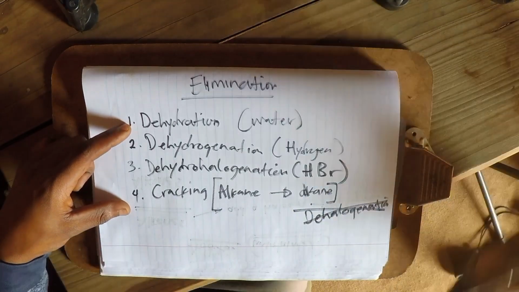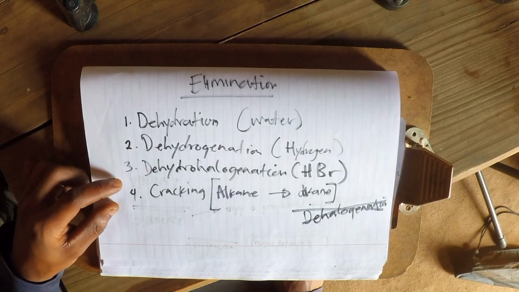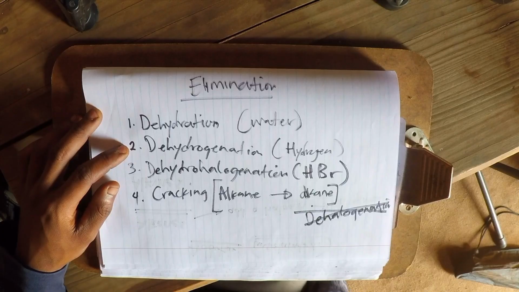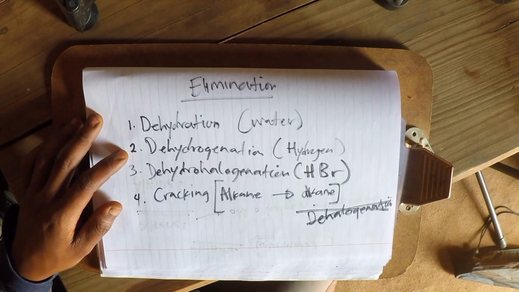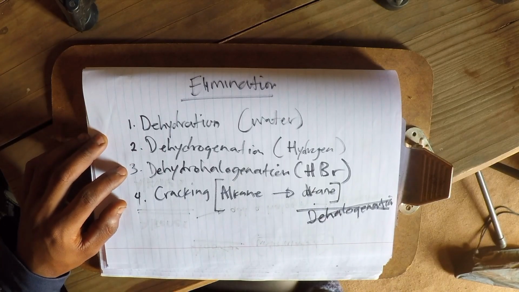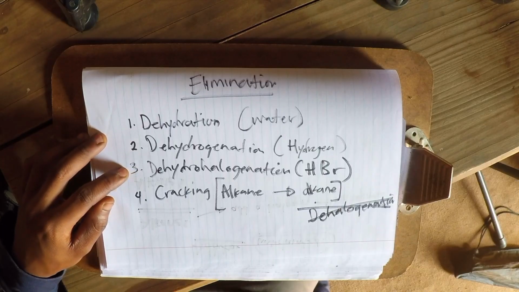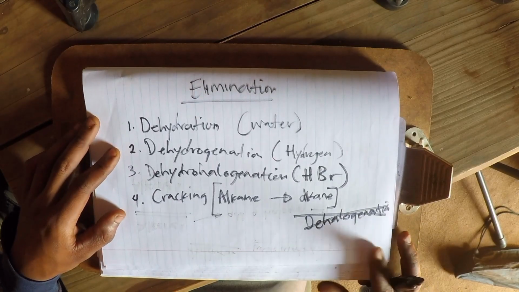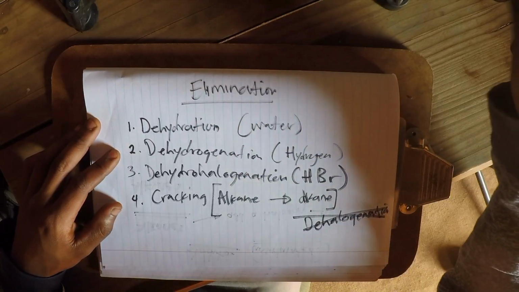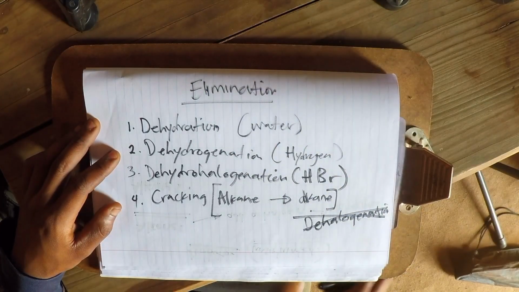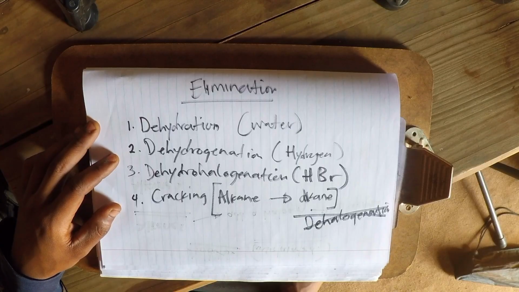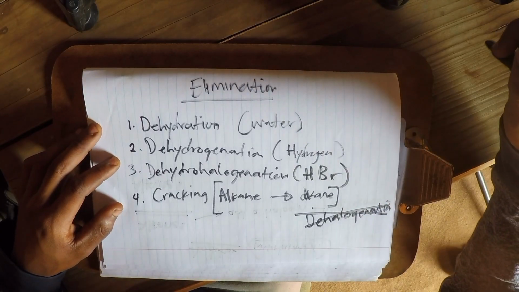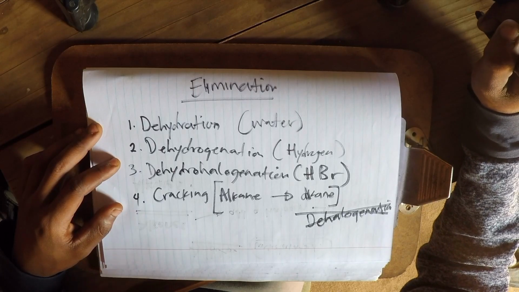So dehydration is the reverse of hydration. Dehydrogenation is the reverse of hydrogenation. And then dehydrohalogenation is the reverse of hydrohalogenation. And then the last one is cracking. All of these are called elimination reactions. So these are all the different types of reactions that you can expect in organic chemistry. There is nothing else. These are all.